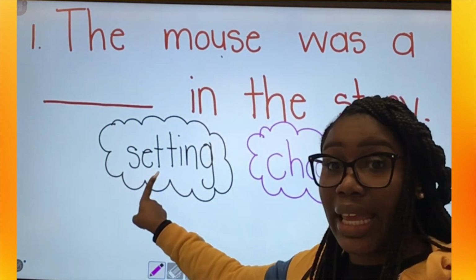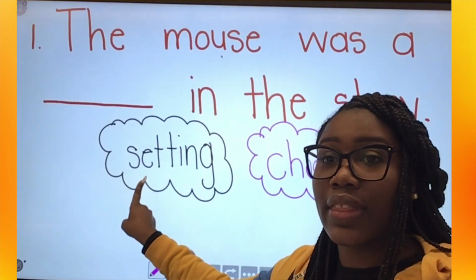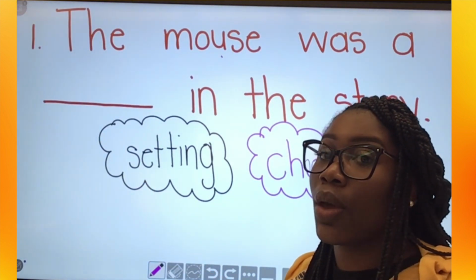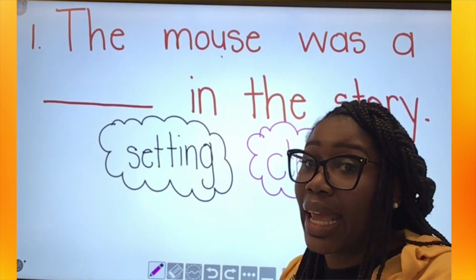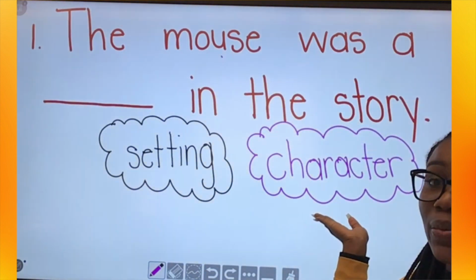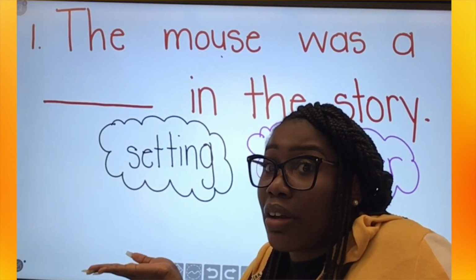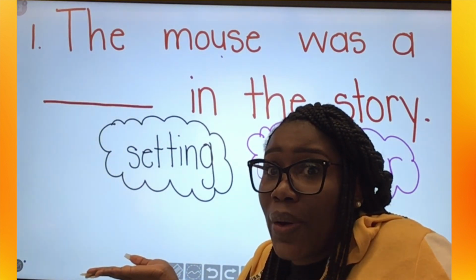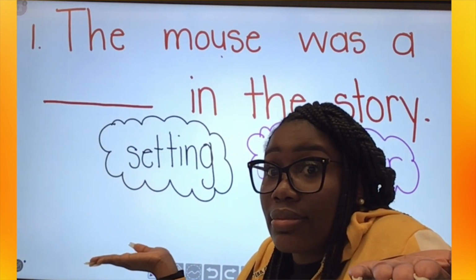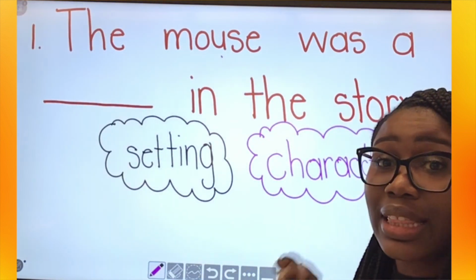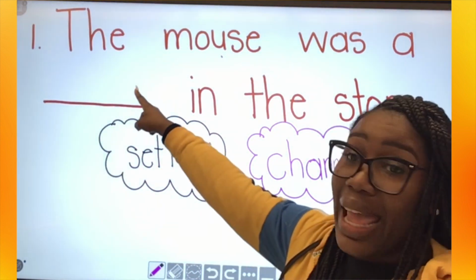This first word is setting. And remember, the setting is what? Where the story takes place. Our next word is character. Who were the people in the story? Character. All right, so I am going to read this sentence to you, but I have a blank.